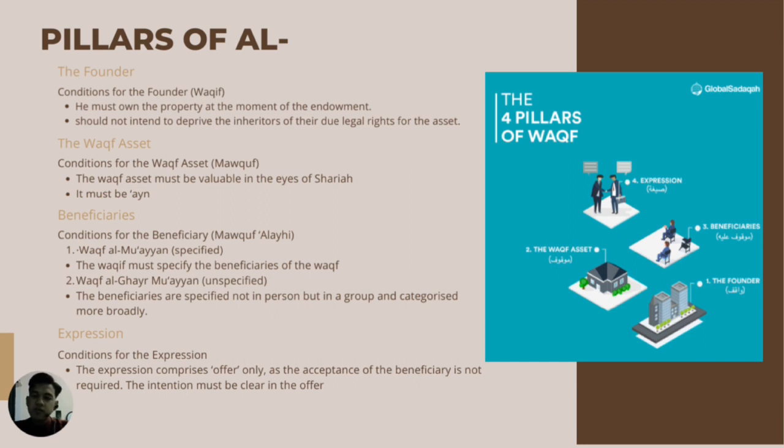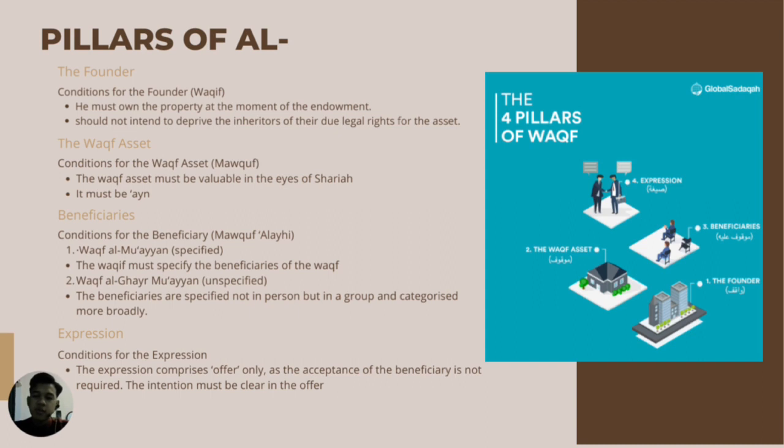So let's look at the first one, the condition for the founder, or we call Waqif. The Waqif must own the property at the moment of the endowment. So it cannot be others' property. It must be his own property. He also should not intend to deprive the inheritors of their due legal right to the asset.